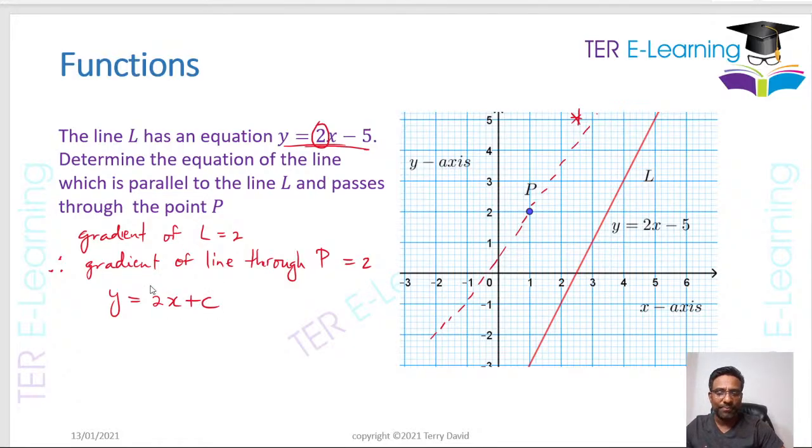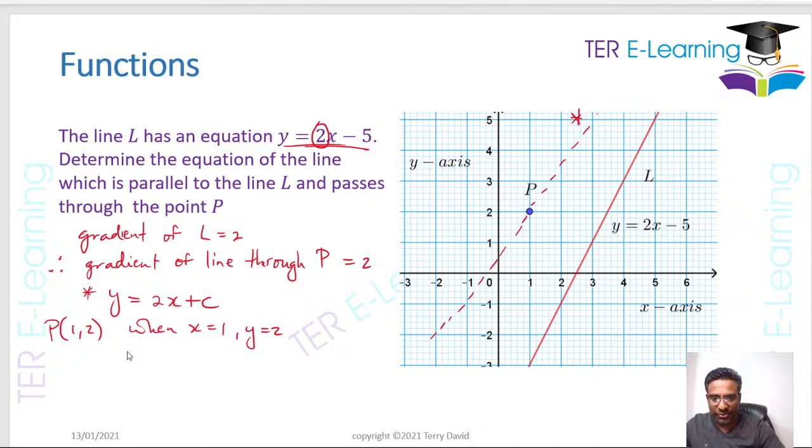So here's what we're going to do. We're going to look and see what the coordinates of P are. The coordinate of P is actually (1, 2). So that tells me that when x is equal to 1, y is equal to 2. I'm going to take those two numbers, x equal to 1 and y equal to 2, substitute them into this equation here and solve for c. Because if I find c, then I've already figured out the equation.